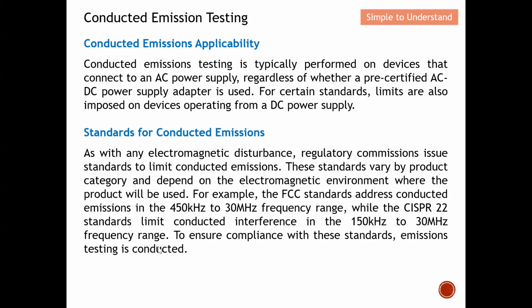In order to ensure that we comply with the conducted emission limits, we need to do this test from either 450 kilohertz to 30 megahertz or 150 kilohertz to 30 megahertz, depending on where you want to sell this product.